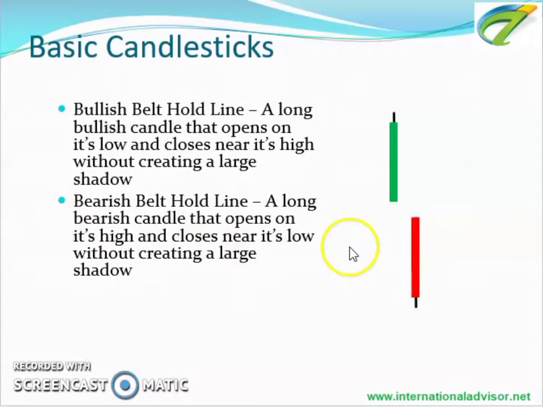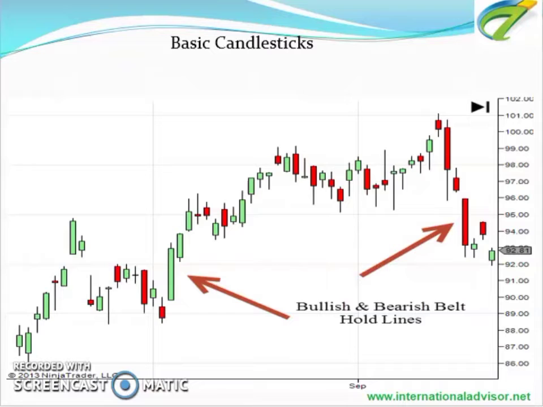Bullish belt hold line. A long bullish candle that opens on its low and closes near its high without creating a large shadow is called a bullish belt hold line, whereas a bearish belt hold line is a long bearish candle that opens on its high and closes near its low without creating a large shadow. In day-to-day examples, you can find bullish and bearish belt hold lines in the charts, which are mentioned here as well.